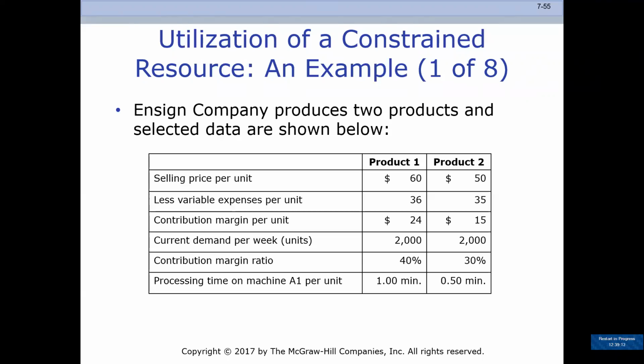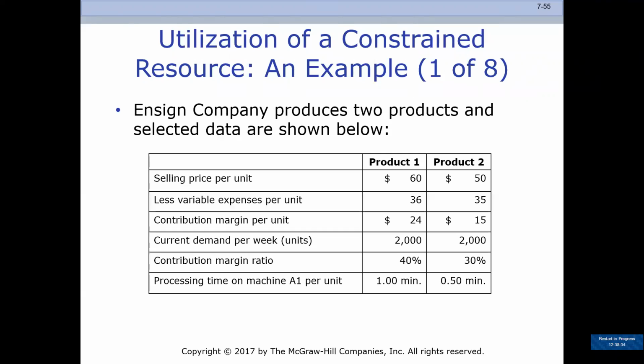Yeah, the current demand per week in units, 2,000 each. Contribution margin ratio, 40%. Where does that come from? 24 divided by 60 is 40%. 15 divided by 50 is 30%. Contribution margin is higher here, 40 versus 30. 24 is larger than 15. So obviously, if you can't produce as much of both products as you want, you should produce product 1, sell as many of those as you can, and with whatever excess you have, use the rest to sell product 2. Oh, here's another bit of information.